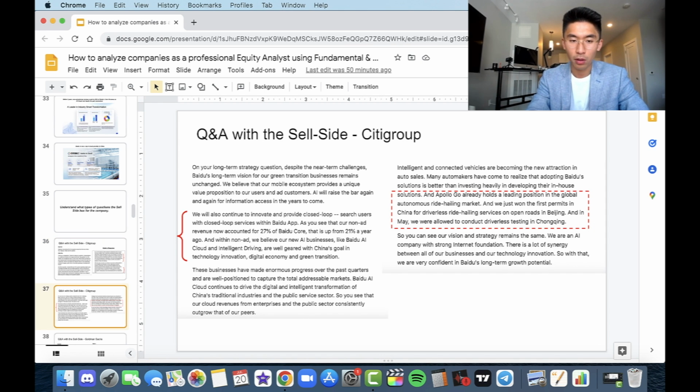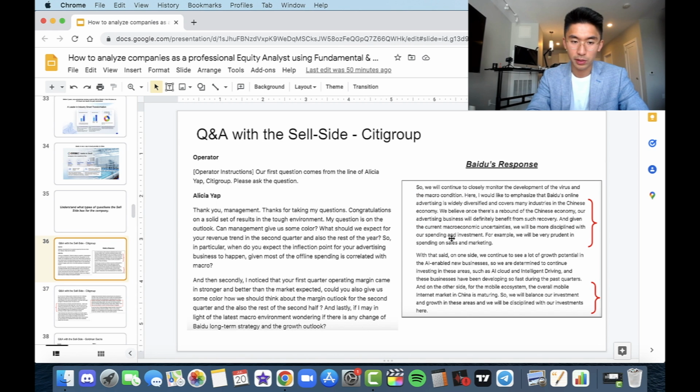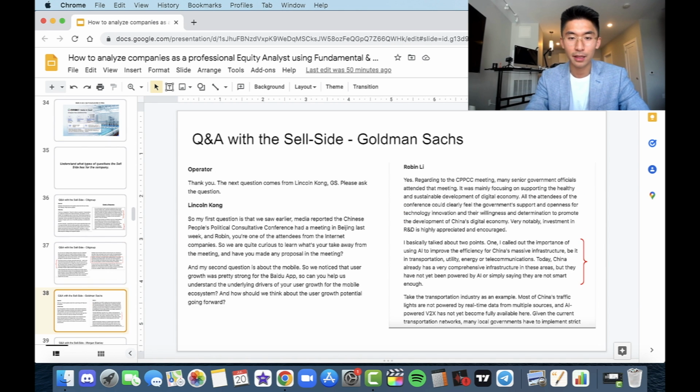So an example of questions from Citigroup included, they asked about the outlook. And the response to a question like outlook is very important. Like, what drives the outlook, what tempers the outlook, what can make the outlook more positive. So those are things that I specifically look at in the Q&A. Another question came from Goldman Sachs. And Goldman asked about Baidu joining the People's Political Consultative Conference in Beijing last week.